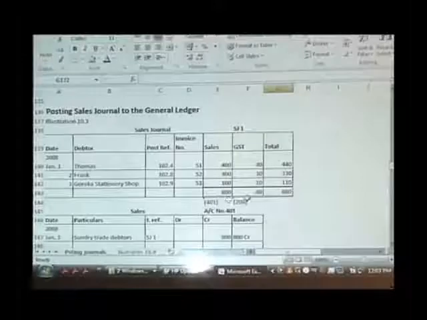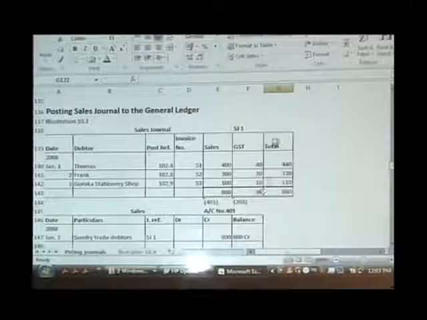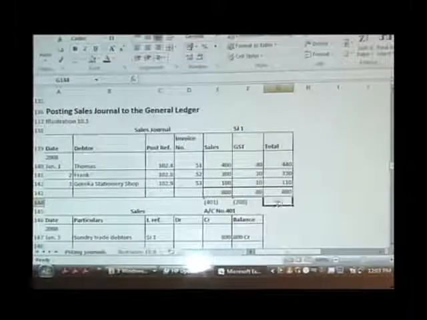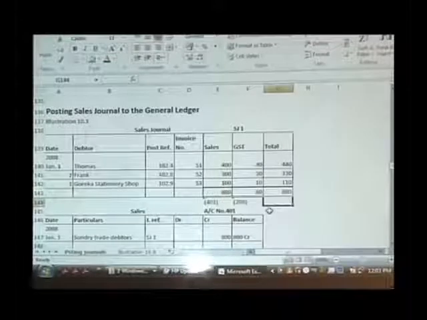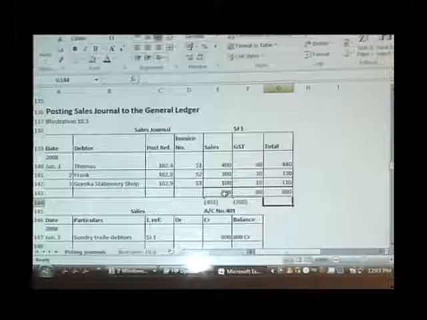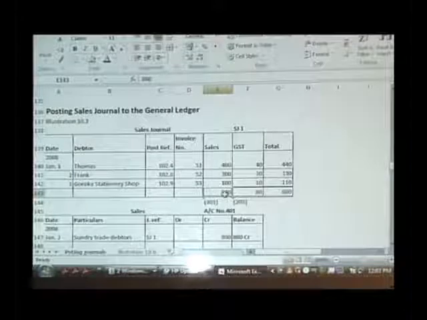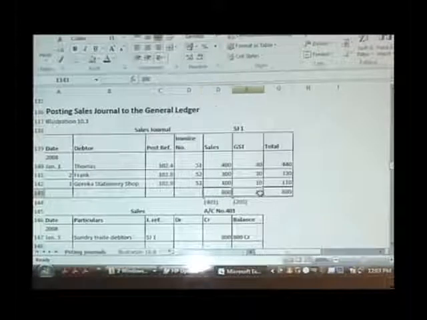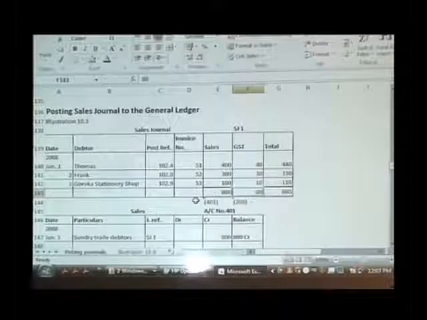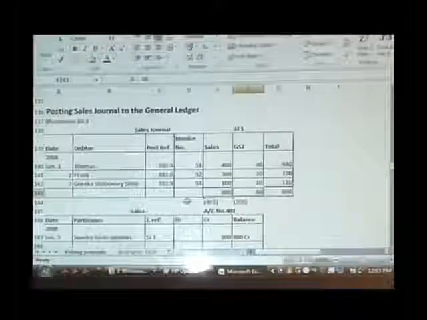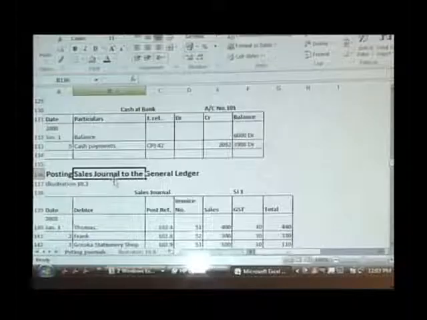So now we have posted all the items. Total is normally not posted to any account because 880 is there in the sales account as 880 separately. Now we have posted the sales journal to the general ledger. What is next?